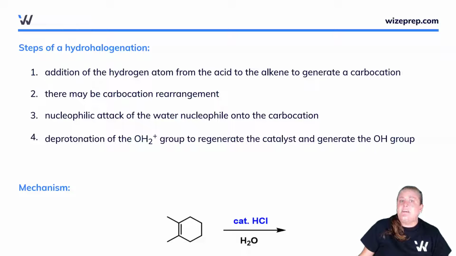So the steps of the hydrohalogenation are also going to look really similar. First, we're going to have addition of the hydrogen atom from the acid to the alkene to generate a carbocation. There may be carbocation rearrangement, again covered later in this chapter. We then have nucleophilic attack of the water nucleophile onto that carbocation. This is all in line with what we saw with hydrohalogenation. There is a last final step here, and that's deprotonation of the nucleophile to give the final product. Let's take a look at how all of this works.